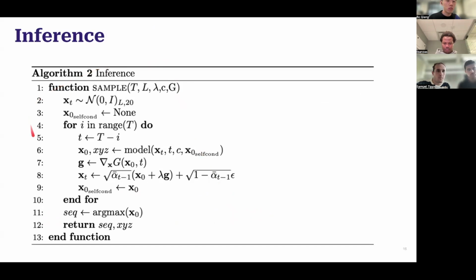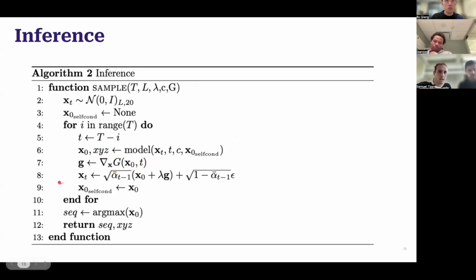Come sampling time, really is pretty straightforward. We sample some noise. We pass this noise through the model with time conditioning and whatever other conditioning information we have. Like Sidney mentioned before, this is where, if we want to do motif scaffolding, we'll provide a mask token for those residues which are already fixed. And then, like Sidney mentioned as well, we can also apply gradients from a classifier or from a regressive model that we train to do guidance.